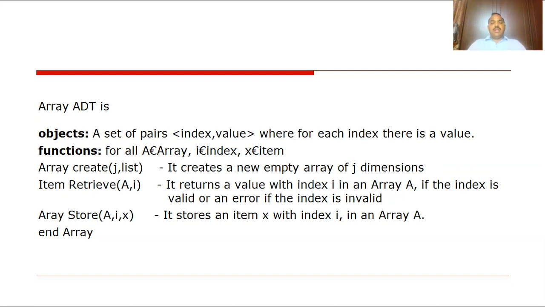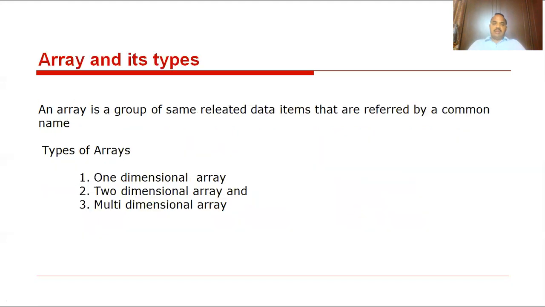Clear? So here A is the name of the array, then the next one is the index of the array, and x is an item of the array. For example, integer a of 10. Example, a of 5 equal to 20. 20 is a value, 5 is an index, a is an array.